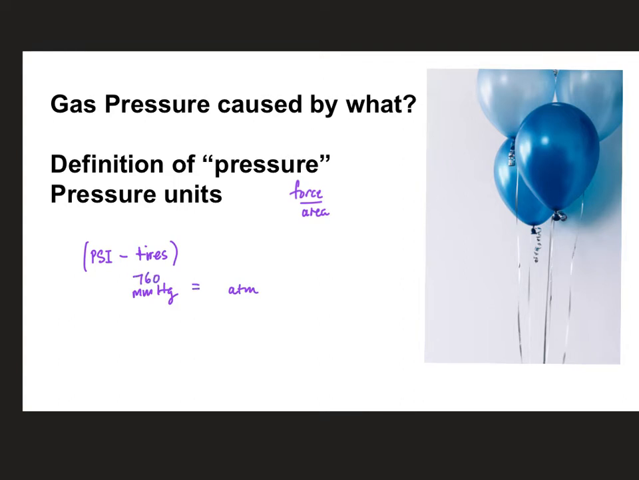760 millimeters of mercury is equal to 1 atmosphere. We also have a value of 101.3 kilopascals, but I don't think you're going to see that very much, so we'll stick with these 2 units throughout this course. And these 2 units can be converted by using a 1 atmosphere for every 760 millimeters of mercury, or 760 millimeters of mercury for every 1 atmosphere conversion.